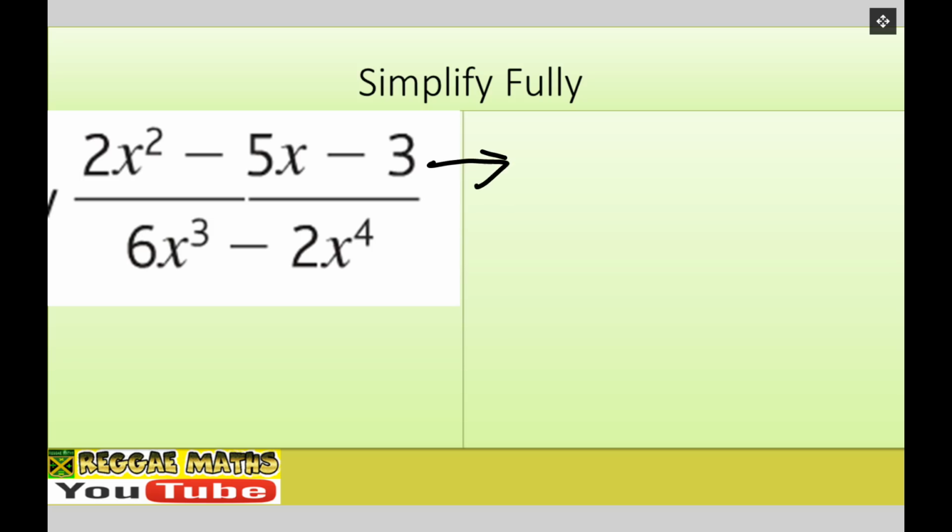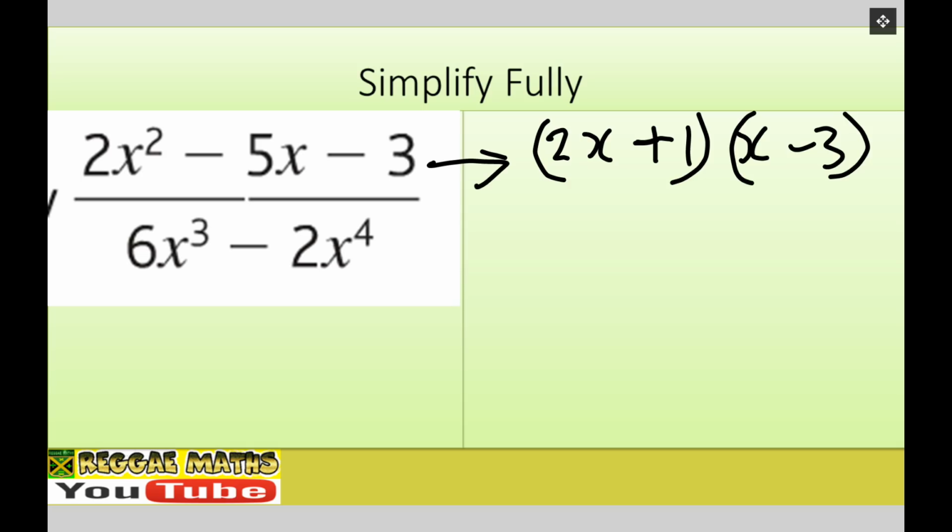Next here, right, we basically need two numbers that when we times them together give us minus 3. 3 is a prime number, so the only factors we can focus on here are 1 and 3. So we need to get 2x squared. So in one bracket I'm going to have 2x plus 1, and in the next bracket I'm going to have x minus 3.